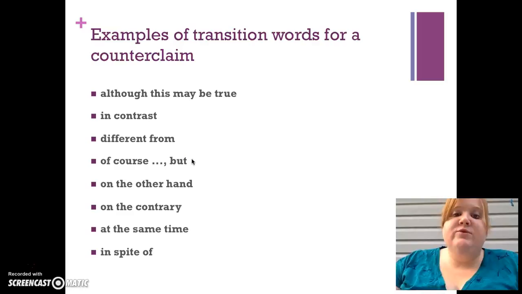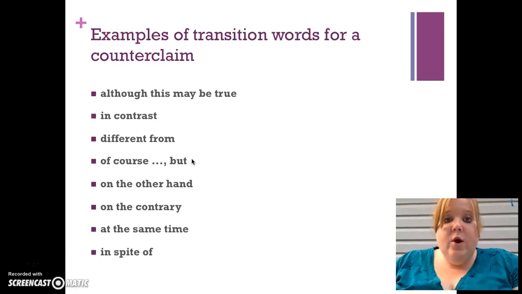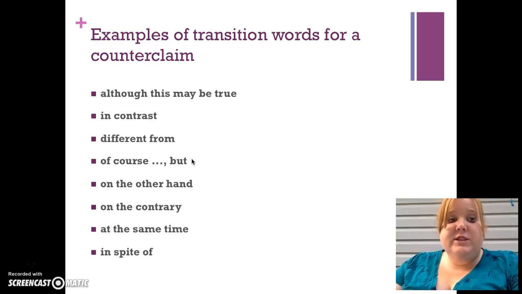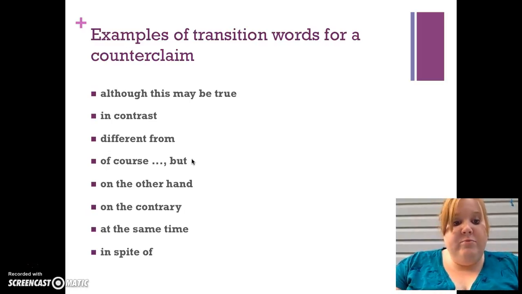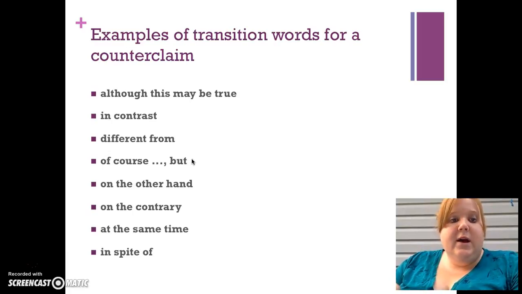Here are some examples of transition words for a counterclaim. Although this may be true, in contrast, different from, of course, but, on the other hand, on the contrary, at the same time, or in spite of. We've learned about counterclaims in class, which is the opposite of an argument in our paper. We need to get away from using things like on the other hand, but if that's the one thing that you can think of, it would be acceptable to let the reader know that you are switching points of view.